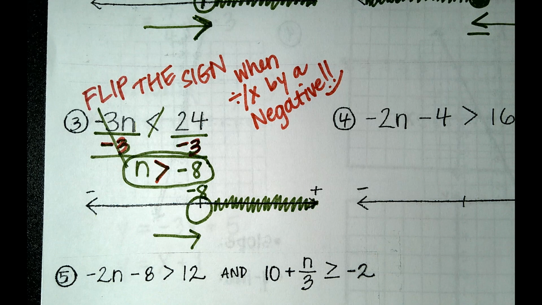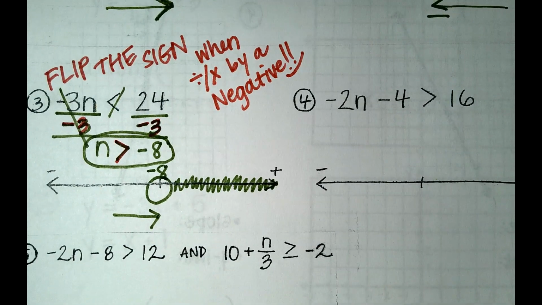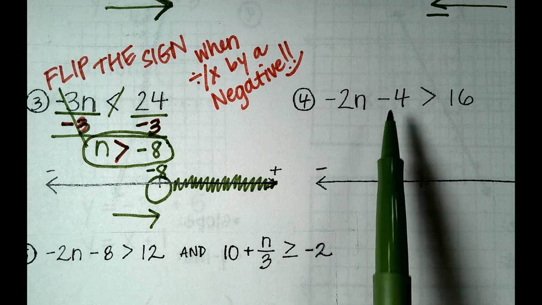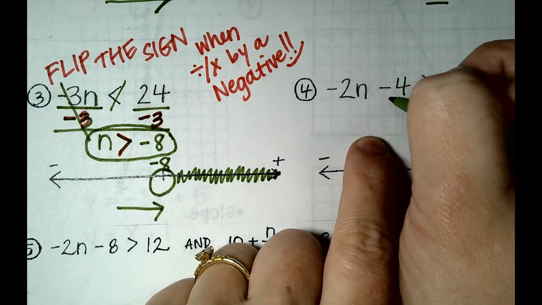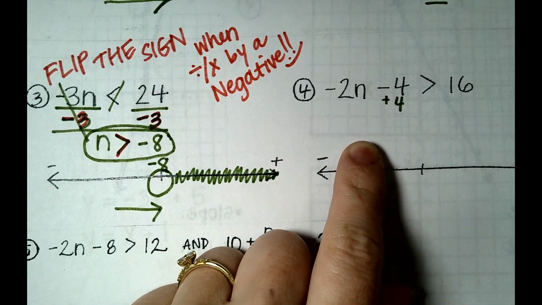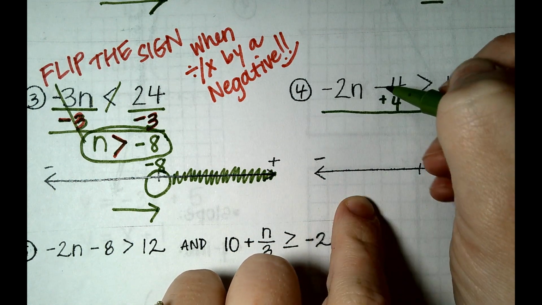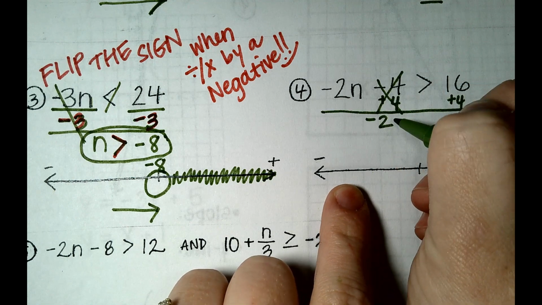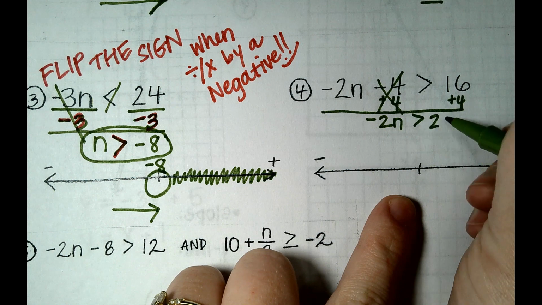Let's go ahead and look at number 4. Now I have negative 2 times n minus 4 is greater than 16. Yes. Add 4 to both sides. Good. My 4's will cancel. Negative 2 times n. Good. Greater than 20.